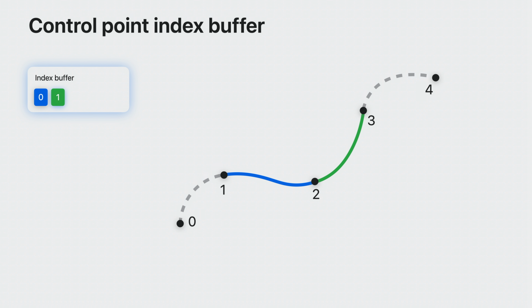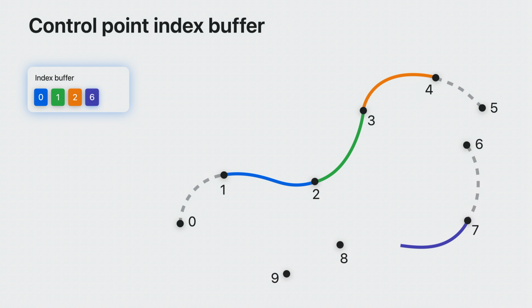This additional curve segment uses control points 1 through 4, so add a 1 to the index buffer. These two curve segments share 3 control points because of the index buffer, which is one reason curves are able to save memory. Repeat this as many times as needed to finish the curve. To start a new curve, simply add additional control points, which don't overlap the previous control points, and add the corresponding index to the index buffer.